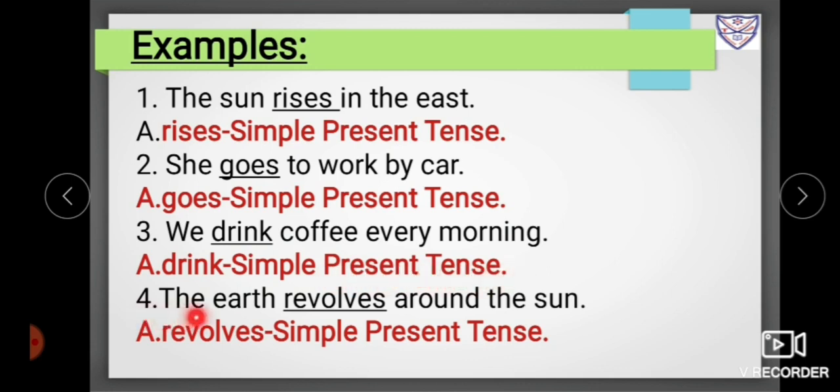Fourth one, the earth revolves around the sun. So over here the word revolves is a verb which is in simple present tense. Why is it simple present tense? Because it is a universal truth, or we can say it is an action which happens daily, that is the earth revolves around the sun.